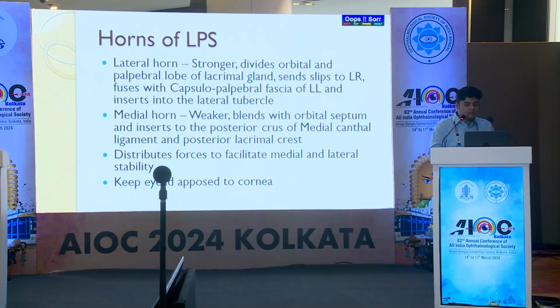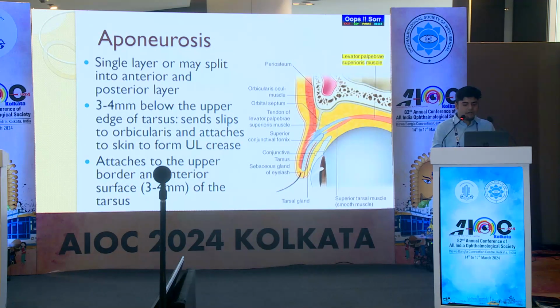This distributes the forces to the medial and lateral component and causes stability of the upper eyelid and keeps the eyelid opposed to the cornea. And the aponeurosis might be single layer in Caucasians or may split into the anterior and posterior in Asians. It inserts 3 to 4 millimeter below the upper edge of the tarsus and also sends slips to the orbicularis and attaches to the skin to form the upper lid crease.